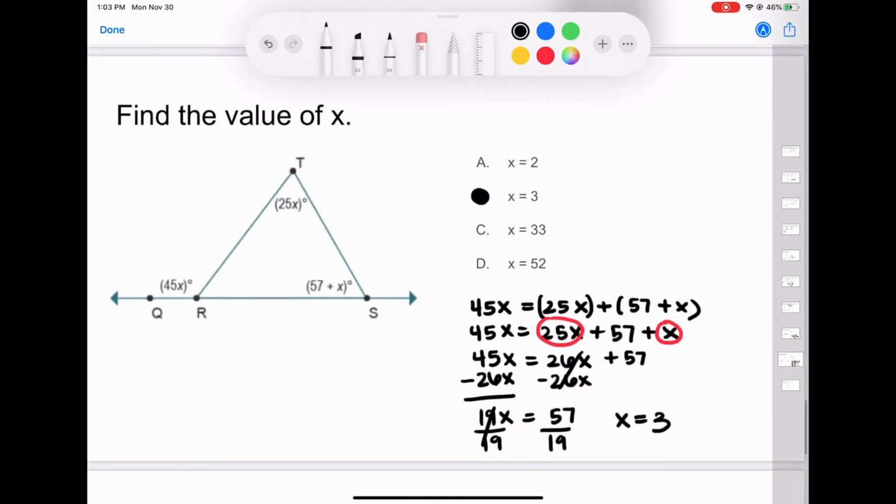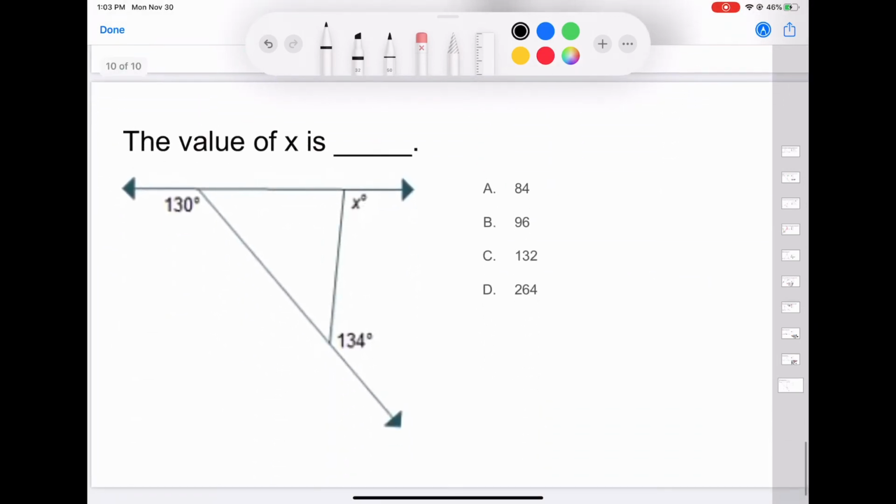Okay. Let's go ahead and move on to our last problem that we're going to be looking at. This one asks, what is the value of x? Well, the easiest way to go about this problem is it's going to take a couple steps, but to fill in what we already know. So what do we already know? Well, we know that 130 is one of our angles, and we know that it is adjacent to one of our interior angles of our triangle.